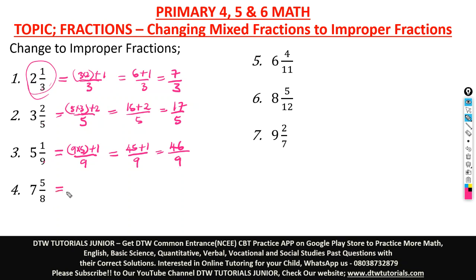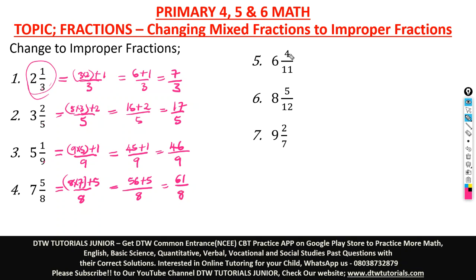Let us do this. So we draw our division sign. We put 8 as our denominator. We do 8 times 7, in parentheses, close the parentheses, plus 5. And what is 8 times 7? That will give us 56. Then plus 5. When we add 56 plus 5, what do we get? We get 61 over 8.